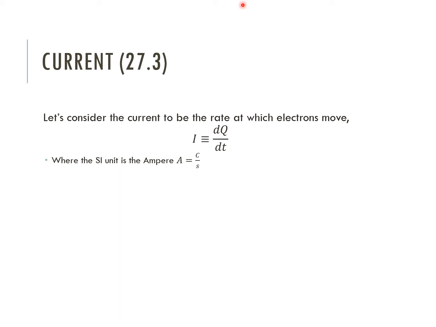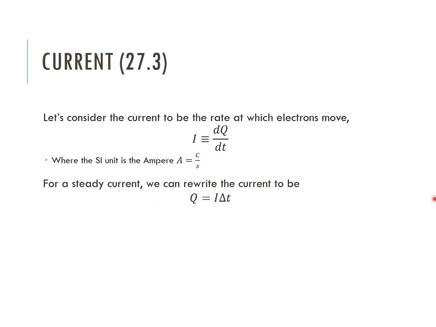The SI unit is the ampere, which is a coulomb per second. Coulomb being the unit of charge, or the SI unit for charge. Time is still in seconds. Now for a steady current, which is what we are going to be using in this class, so that means a nice constant current that doesn't change over time, you can rewrite the current equation as charge is equal to current times the change in time.